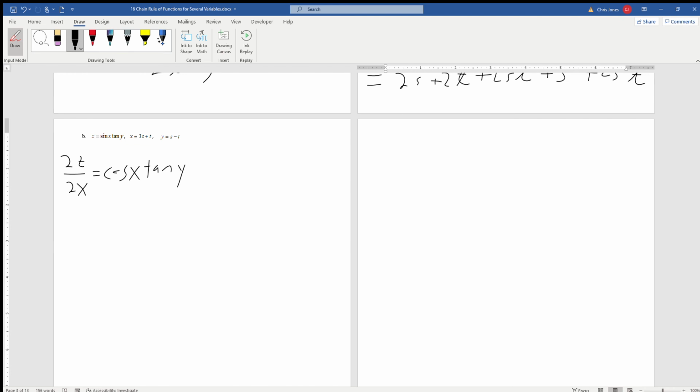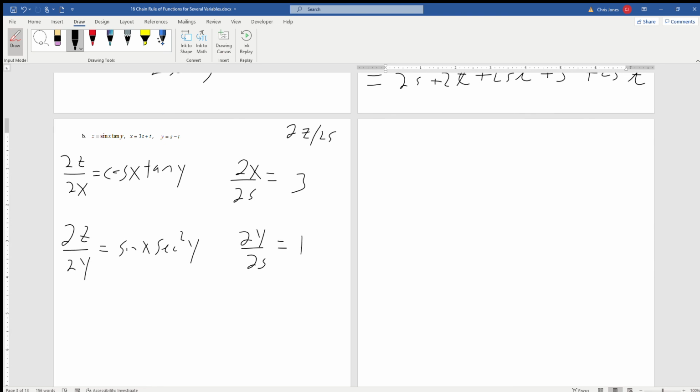And since let's start out by finding partial z partial s. Partial x partial s is just going to be 3. Nice and easy. Partial z partial y is going to be sine x sec square y. And by the way, this was partial x partial s. This is partial y partial s is going to be 1.